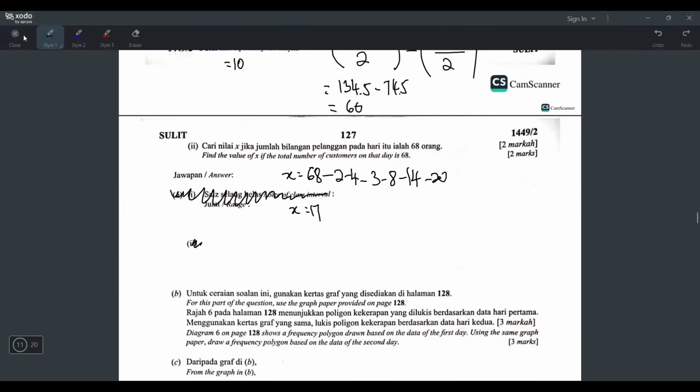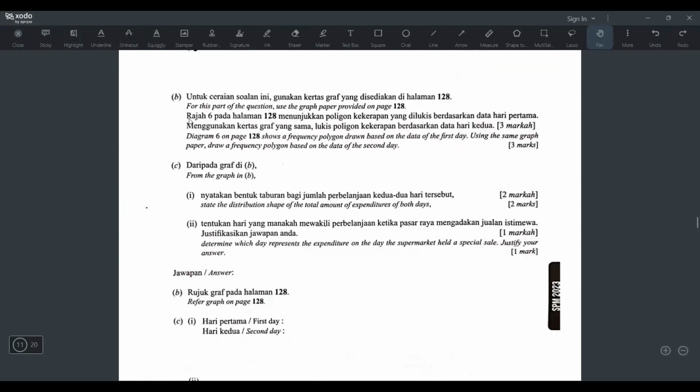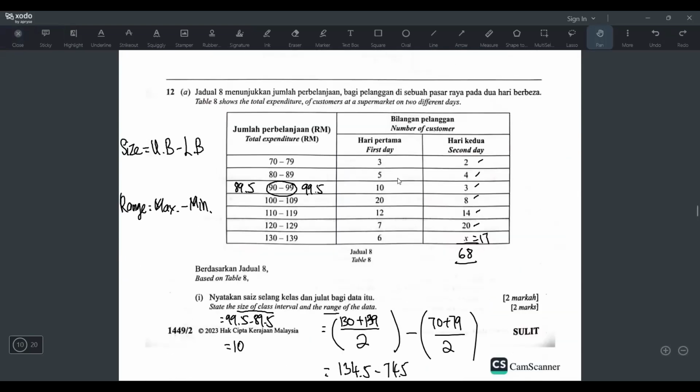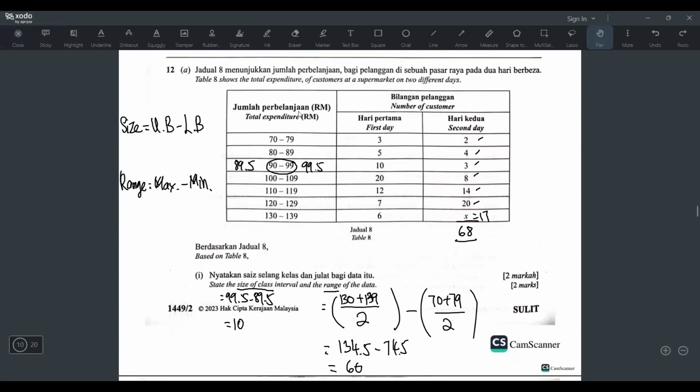Okay, now we can answer B. For this part of the question, use the graph paper provided. Diagram 6 on the page shows a frequency polygon drawn based on the data of the first day. Using the same graph, draw a frequency polygon based on the data of the second day. So the graph paper already has the first day drawn. I need to draw for the second day, and we are drawing a frequency polygon.